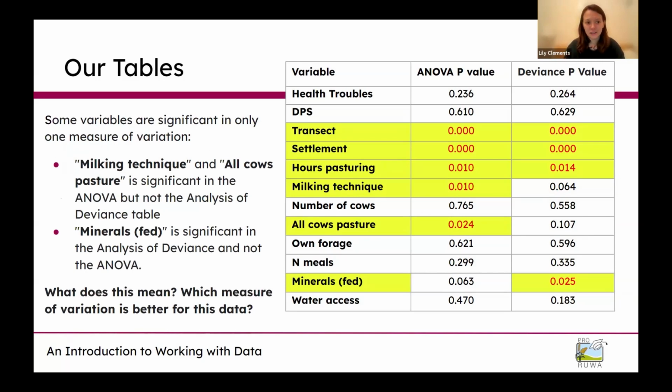However, some variables are only significant in one measure of variation. So milking technique and all cows pasture are only significant in our ANOVA, so when we assume a linear model, or a normal distribution, for our outcome. Minerals fed is significant in the analysis of deviance table, but not in the ANOVA, where we've assumed, in this case, a gamma distribution. But what does this mean? Which measure of variation is better for our data? Which one do we listen to here?